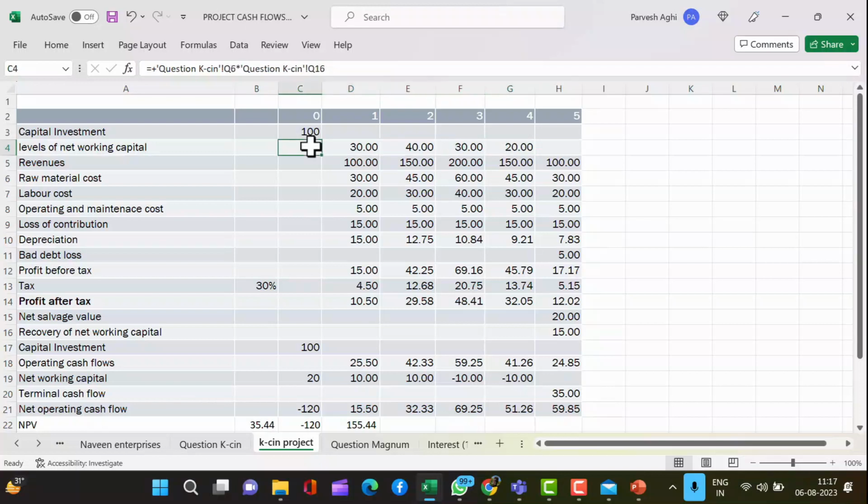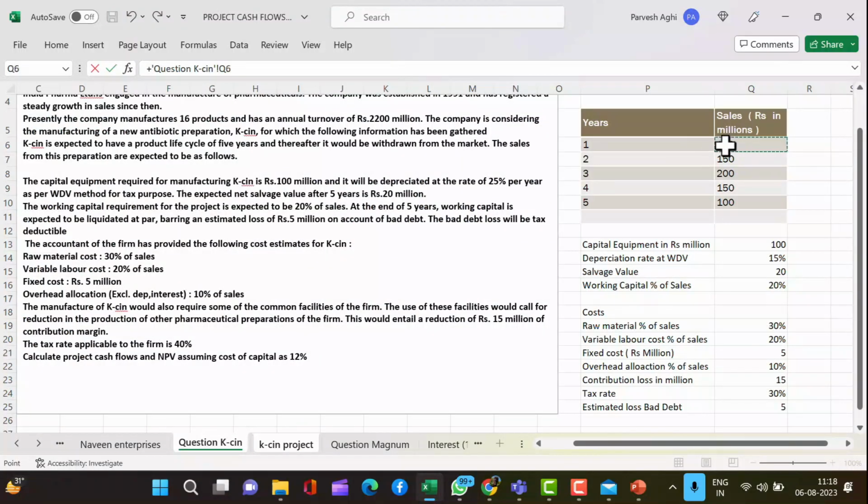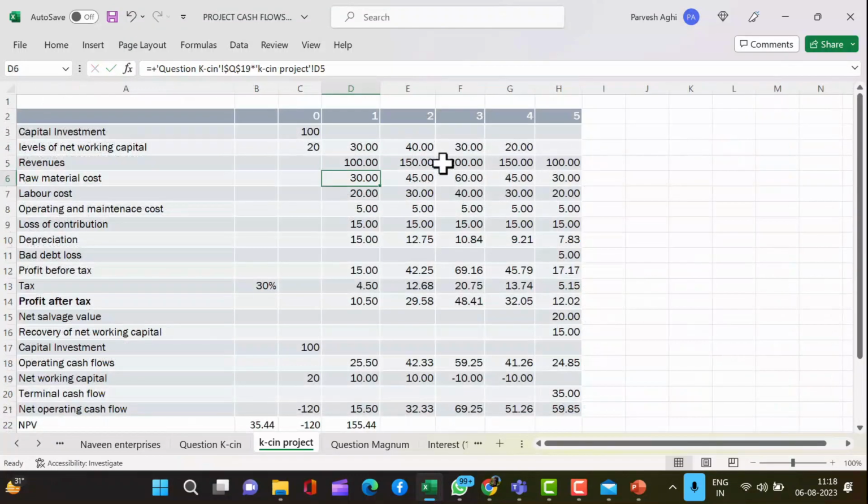This one in the 0th year, assume that this is at the beginning of the year. साल के शुरू में ही आपने ये सारा खर्चा लग गया आपका. So assume that. Is that okay? Now revenues. So revenues we are going to put this. Revenues भी आ गई आपकी. Is that okay?